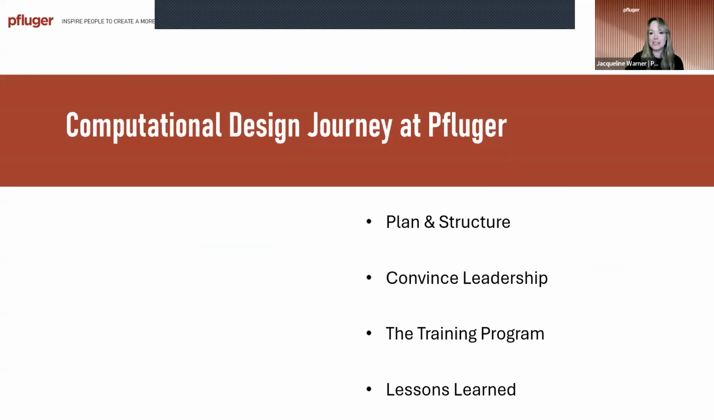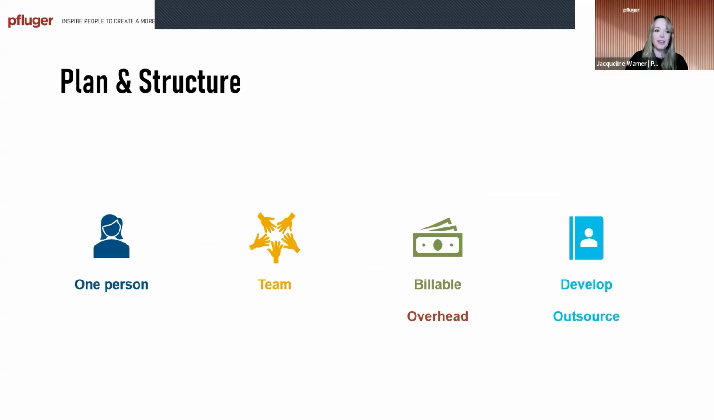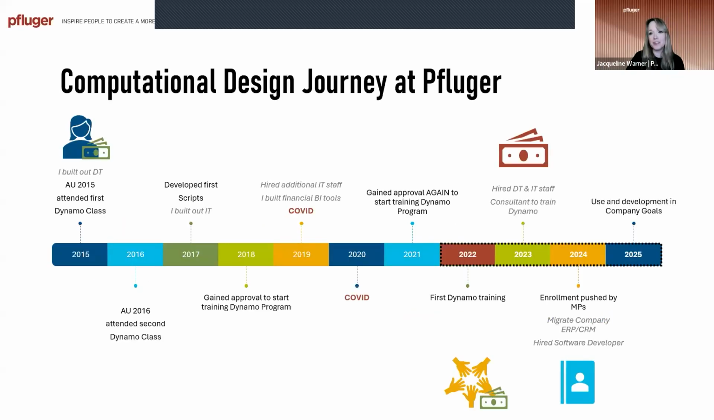Okay, so here's an overview of the steps that I took and how I've arranged this next section. So first I needed to plan and structure the program. And then what do you do? I don't know. This is where I throw everything against the wall. Is it one person? Is it a team? Are they billable? Are they overhead? Do you develop in-house or do you outsource? I've done all of them.